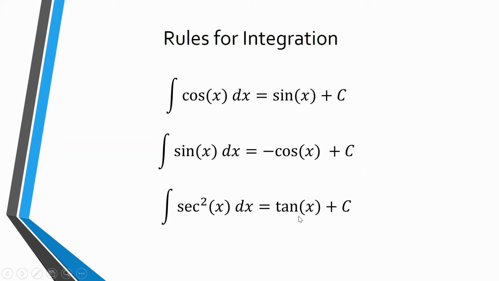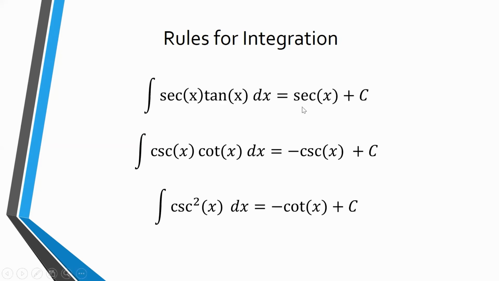Other rules, well, if you took a derivative of tangent, we saw that you would have gotten secant squared. So the antiderivative of secant squared is tangent. The indefinite integral is tangent of x plus c. When you take a derivative of secant, you get secant times tangent. So if you integrate secant times tangent, you get secant plus c.